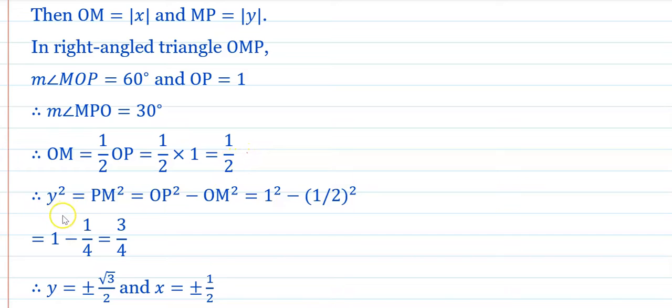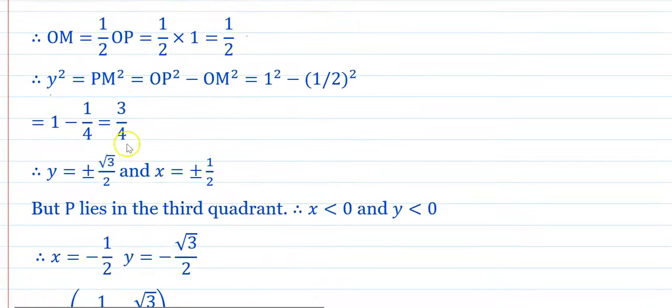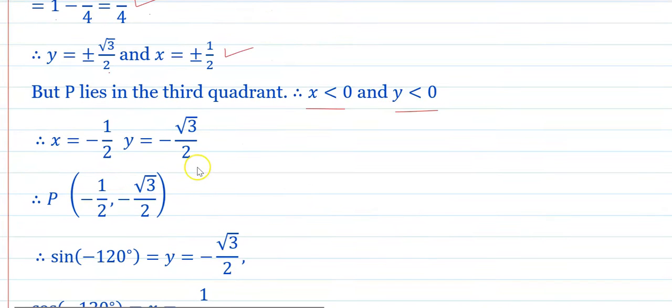Again by Pythagoras, y square is equal to PM square. PM square is equal to OP square minus OM square. That is 1 minus (1 upon 2) whole square, that is 1 minus 1 by 4. Therefore, y square is equal to 3 by 4. If we take the square root, you will get y is equal to plus or minus root 3 by 2, and x is equal to plus or minus 1 upon 2. P lies in the third quadrant, so x is negative, y is negative. Okay, these are the points. P is minus 1 upon 2 and minus root 3 by 2.